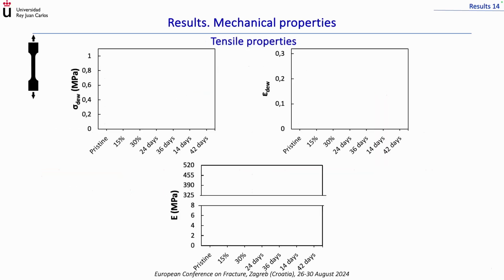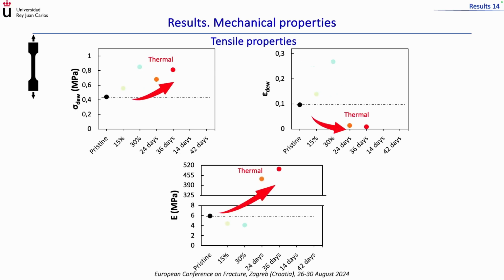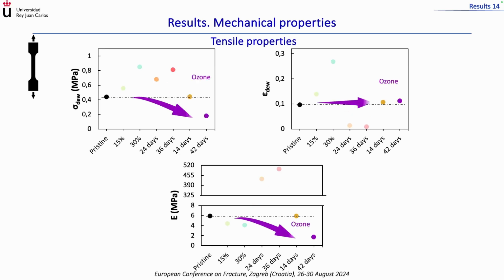Tensile properties. In mechanically aged specimens, the breaking stress and the breaking strain increase with the level of prestrain, and the Young's modulus is not modified very much. In thermally aged specimens, the breaking stress and the stiffness or Young's modulus increase with aging time, and the opposite trend is observed in ozone-aged specimens.